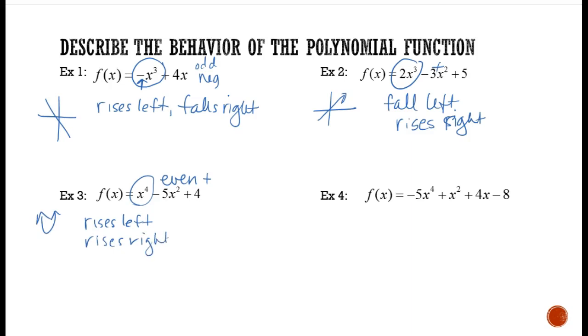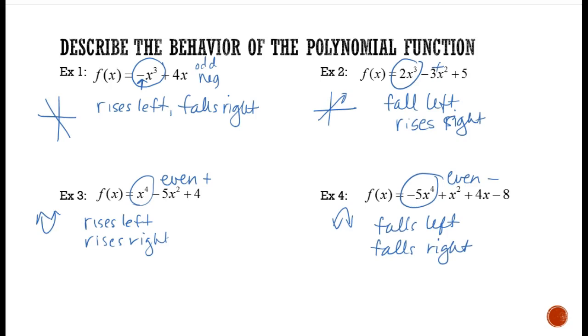All right, example 4. Even and negative. So what would that do? It's like a parabola upside down. So we could say it falls left and it falls right. Now, just a word to the wise, sometimes these equations can be out of order. They don't have them in exponent order. So you may need to look really carefully about where the highest exponent is. It may not be the first term listed. So just keep an eye out on that, but it's going to follow these patterns each time.